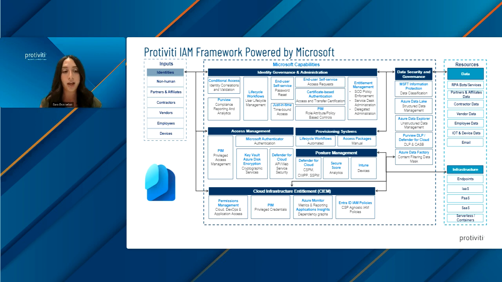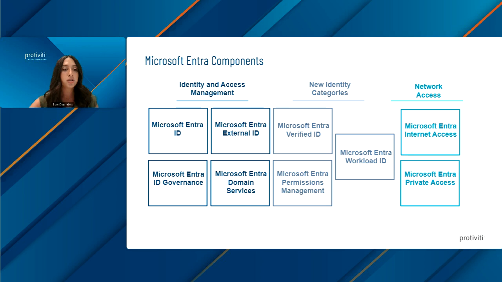However, under that umbrella of IAM, there are additional products than just Entra ID. So I'm going to touch on those in a moment, but I just wanted to call out how those work in tandem to safeguard connection between your people, your resources, your applications, your devices. So the Entra product family can be split into these three sections. The first being the identity access management, and then the new identity categories, and then over to the right, your network access.